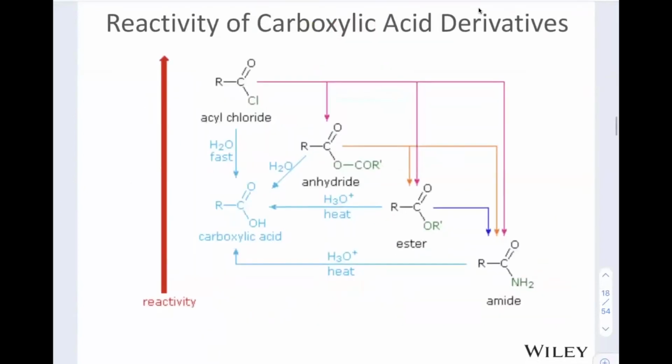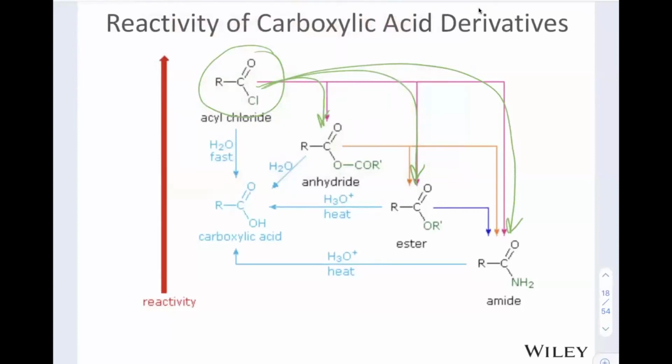Here is another table describing the same exact thing. So if we start with the acid chloride, we can easily convert that into an anhydride because it's lower in energy. We can easily convert that into an ester because it's lower in energy, and we can easily convert that into the amide. And so we will learn all those reactions.